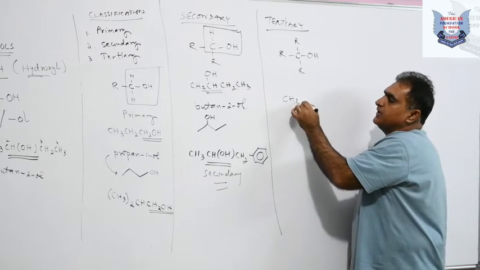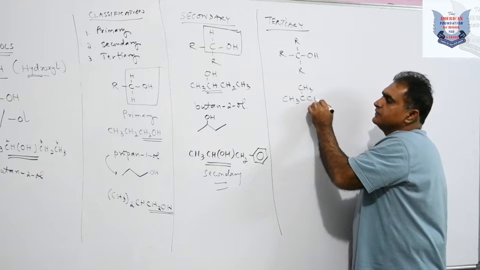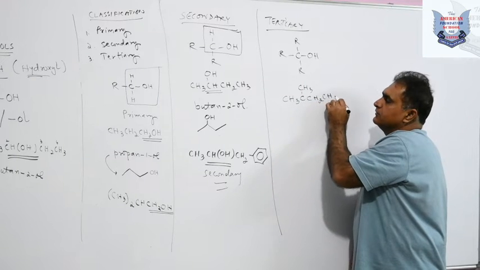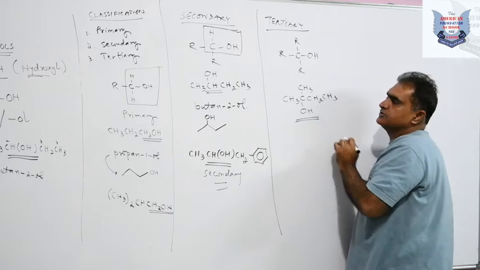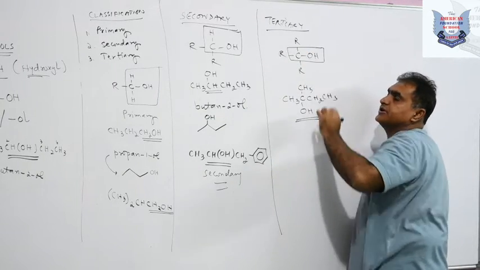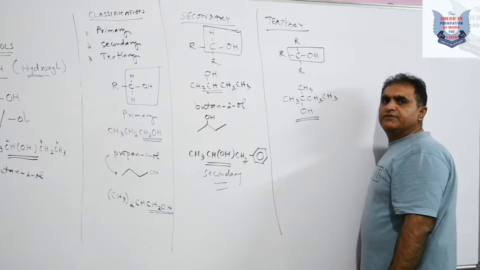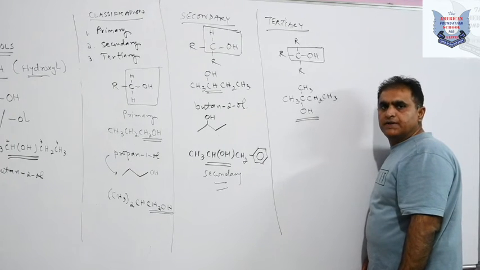And one of the examples of tertiary alcohol is CH3 connected to this carbon, OH. Now you see, in case of tertiary alcohol, we have the C-OH condition. So whenever you have the C-OH condition, this compound belongs to tertiary alcohol.